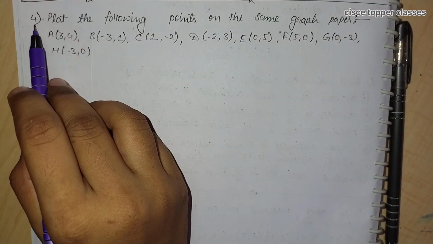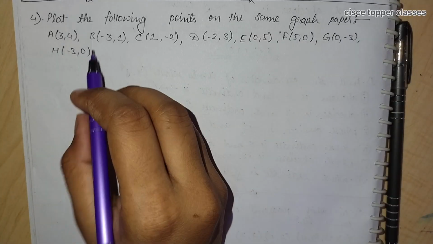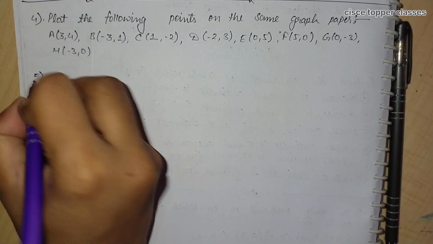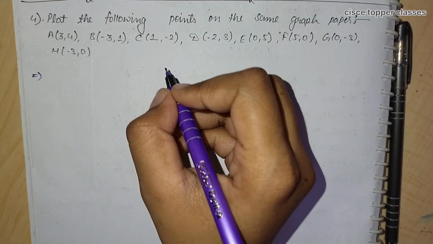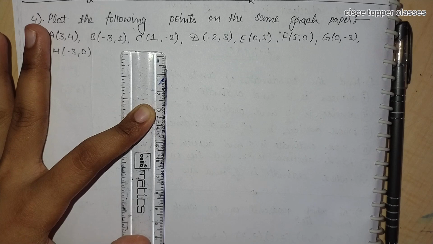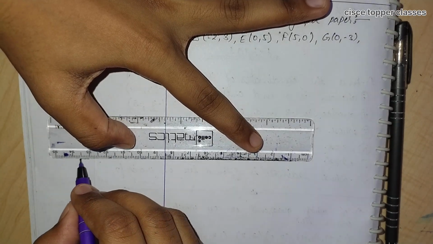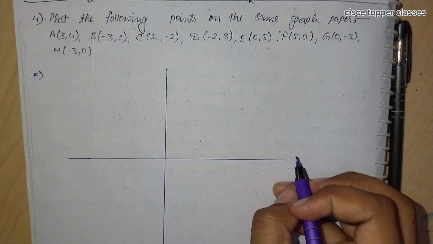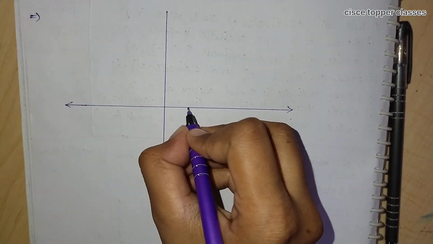Let us solve question number 4. Plot the following points on the same graph paper. So we have to plot these points here. So firstly we will draw an axis here, x and y axis. So let us draw this axis. Let this be the axis here. Here we will mark the points till 6.